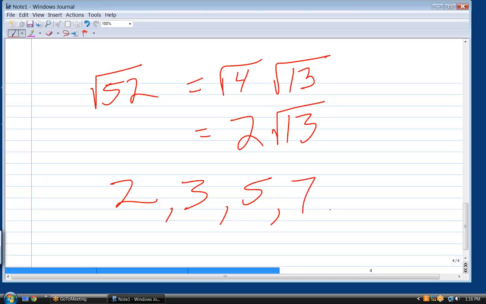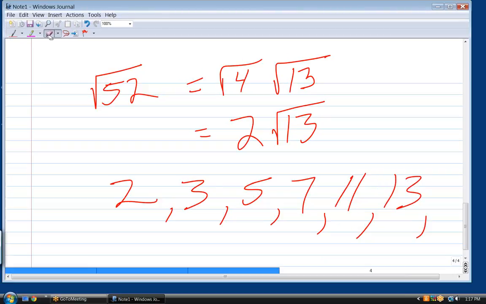7 is prime. 9 is not. It can be divided by 3. 10 is even, but 11 is prime. 13 is prime. 15 is not. 15 can be factored into 3 times 5.